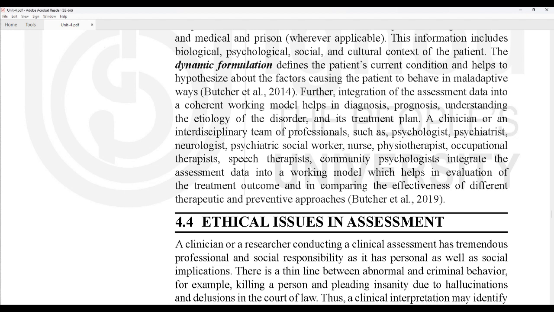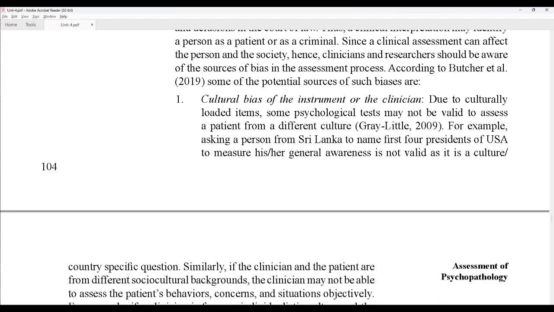4.4 Ethical issues in assessment. A clinician or a researcher conducting a clinical assessment has tremendous professional and social responsibility as it has personal as well as social implications. There is a thin line between abnormal and criminal behavior, for example, killing a person and pleading insanity due to hallucinations and delusions in the court of law. Thus, a clinical interpretation may identify a person as a patient or as a criminal.